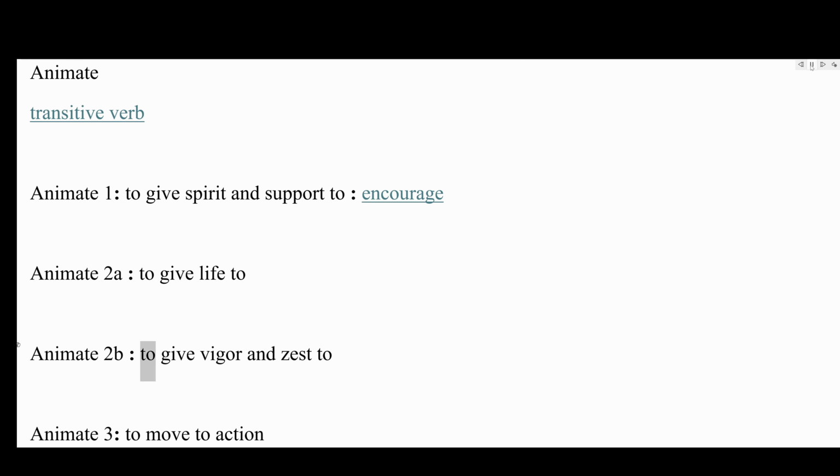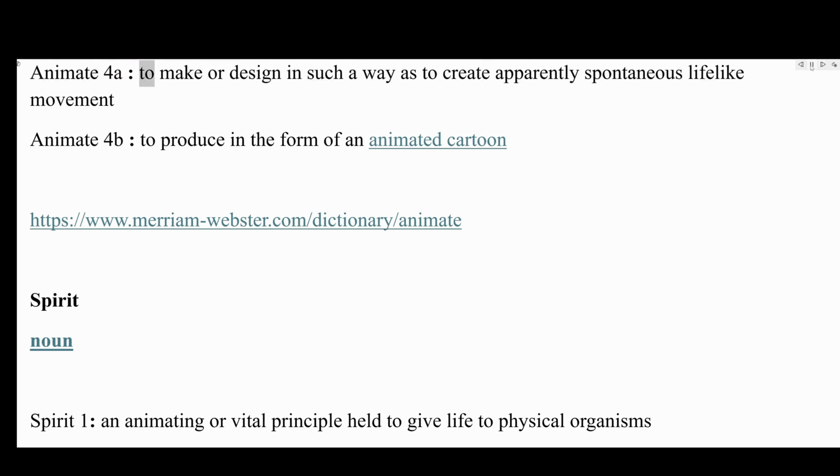Animate 2b, to give vigor and zest to. Animate 3, to move to action. Animate 4a, to make or design in such a way as to create apparently spontaneous lifelike movement. Animate 4b, to produce in the form of an animated cartoon. Spirit. Noun.